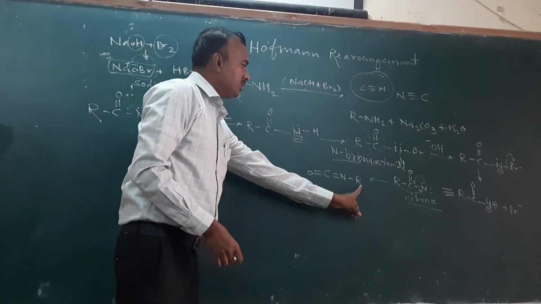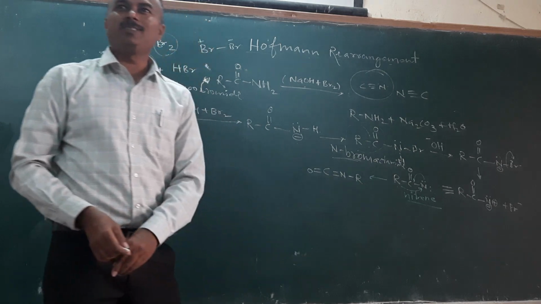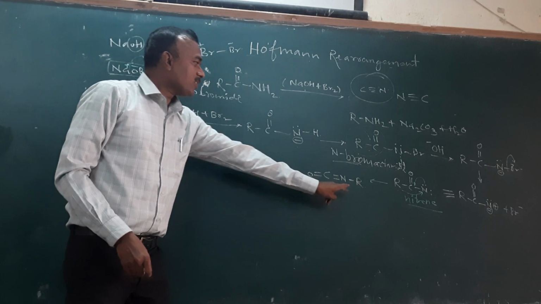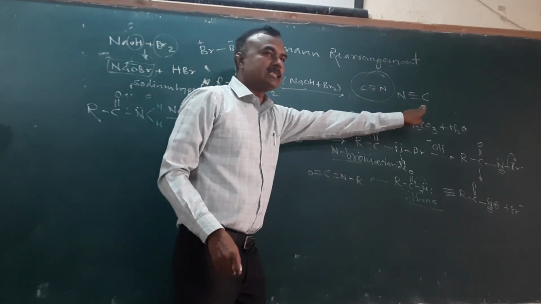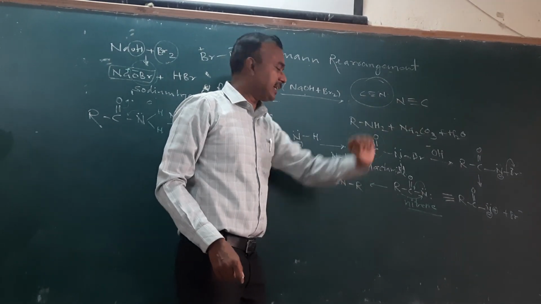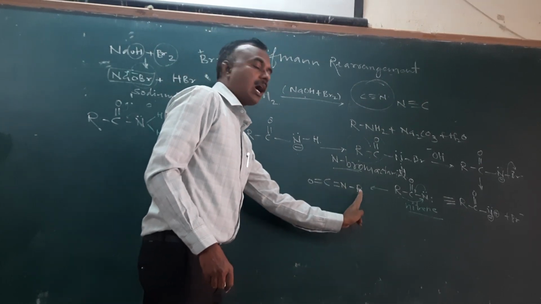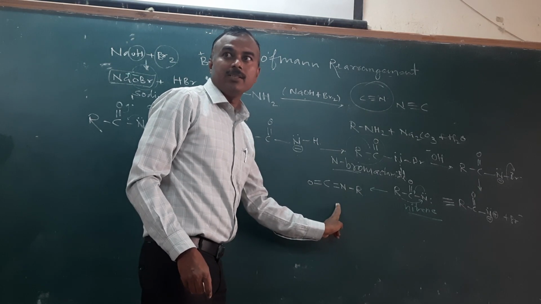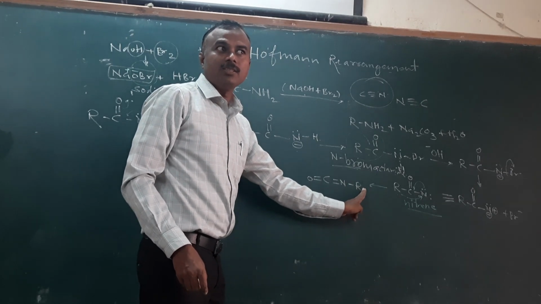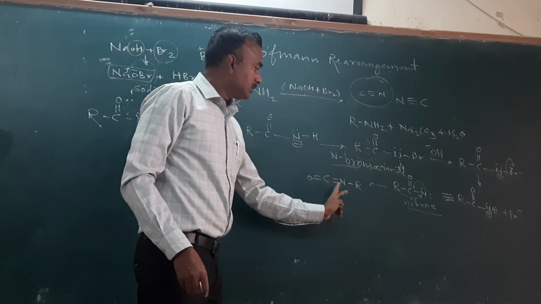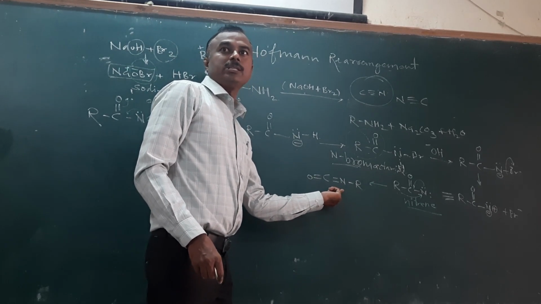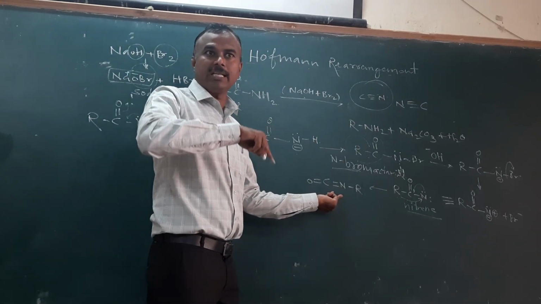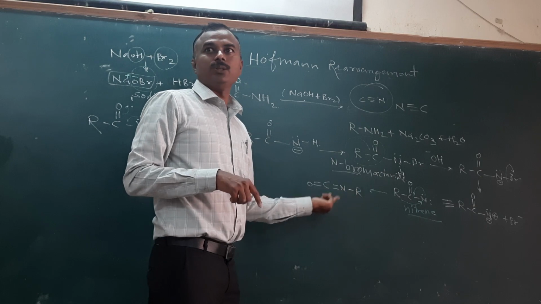Okay, so such kind of things will happen in the video. No problem. So now this is the side, this is the isocyanate. Isocyanate. Did you get it? Isocyanate, this group. Though it is a double bond, we can name it as an isocyanate.